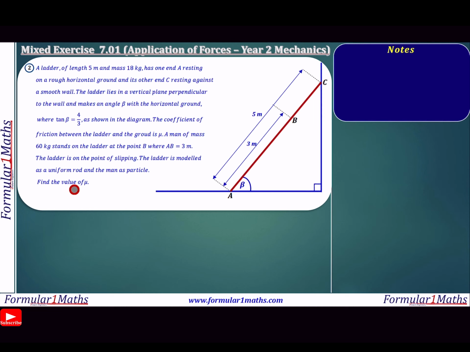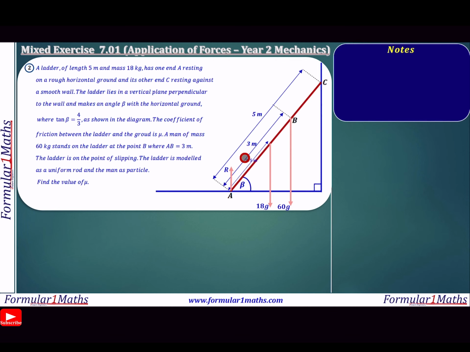So we need to put all the forces acting on the ladder in. The first one is the 18 G Newton weight of the ladder. And this will act at the center of the ladder. And that makes the distance from A to this point 2.5 meters. We'll need that later in our calculation. There's also the weight of the man, which is 60 G Newtons, acting at B. And there is a normal reaction force R due to the rough ground.